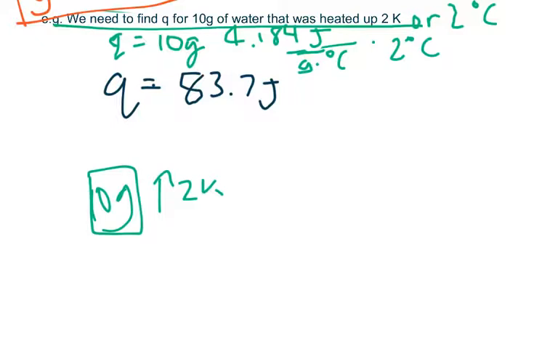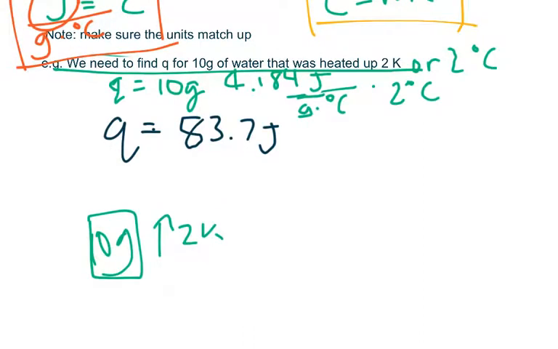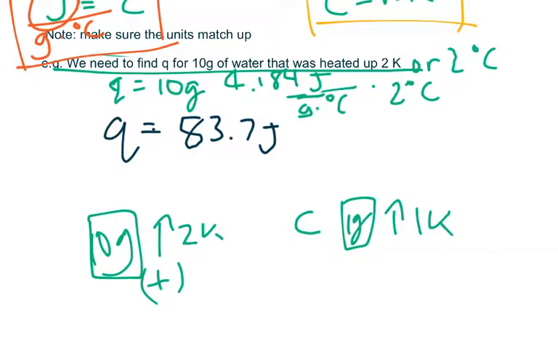Well, if the water is gaining heat energy, then that means that it's endothermic, so Q must be positive. Now let's think about this. If we know that the specific heat is the amount of energy it takes to heat up 1 gram of water by 1 Kelvin or 1 degree Celsius, and since that's equal to, let's not use joules, let's use 1 calorie this time, then how much energy would it take to heat up 10 grams up by 2 Kelvin?